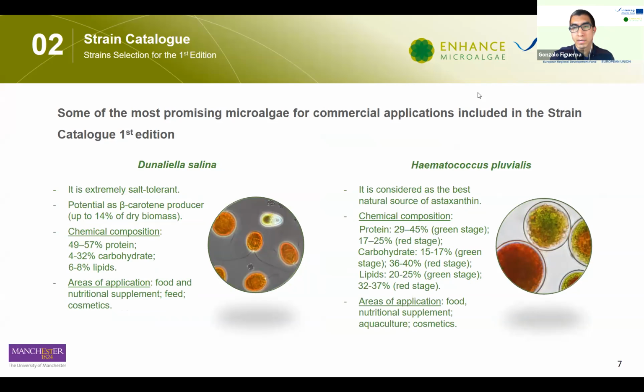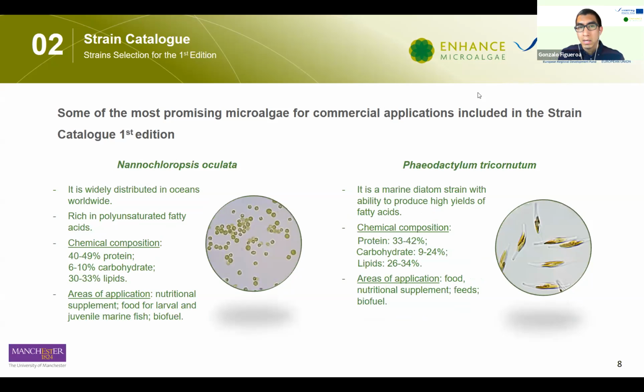Haematococcus pluvialis in particular, some of you might know, is considered the best natural source of astaxanthin, and it's used already commercially by some companies. The uses of Haematococcus include food, nutritional supplement, aquaculture, and cosmetics. We also have Monochrysis oculata, which has a chemical composition rich in protein and lipids.